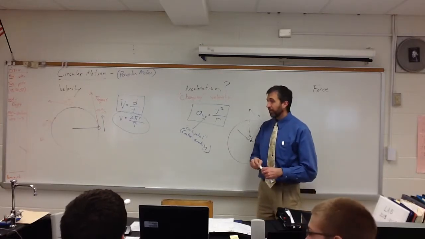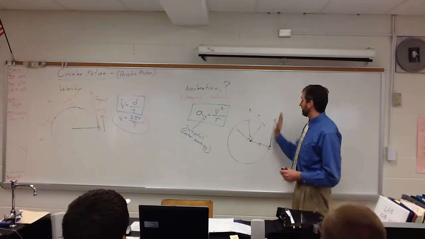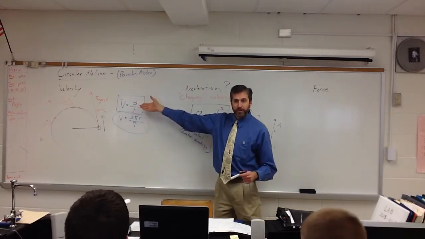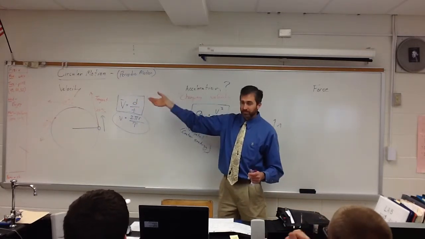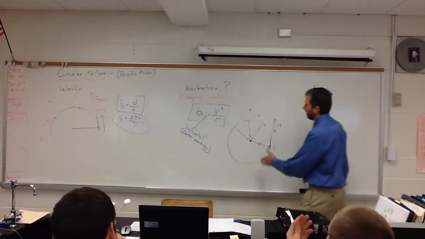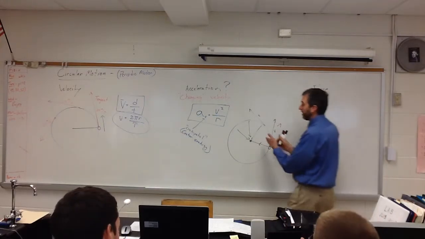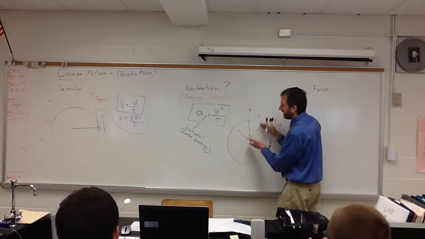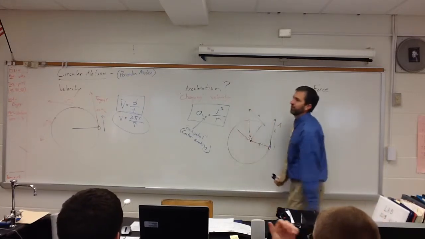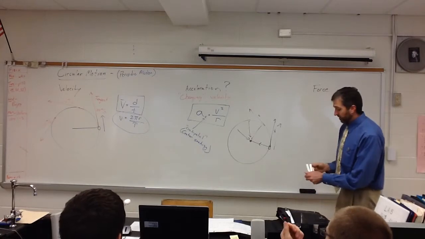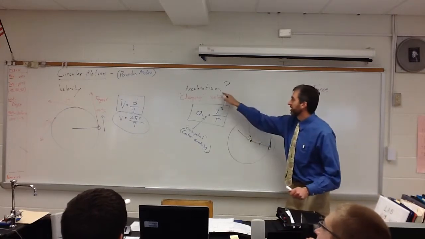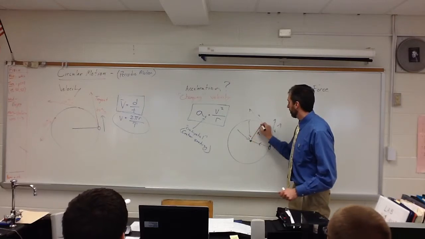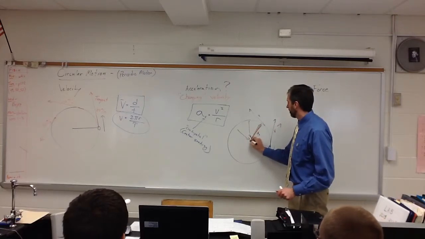Now once the string breaks, all bets are off. Then the thing just goes straight because of the idea of inertia and momentum. An object in motion will continue in motion, right? So once the string breaks, it's going straight. But until it breaks, if that string is still good and strong, it's going to keep pulling or accelerating you towards the center of the circle. So the acceleration of an object moving in a circle is pointed towards the middle.